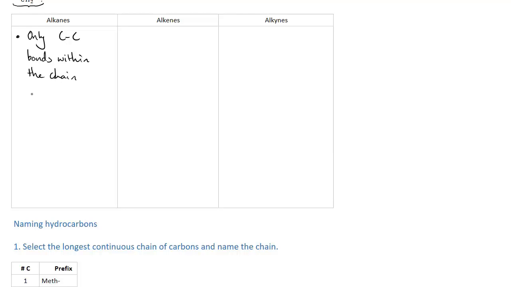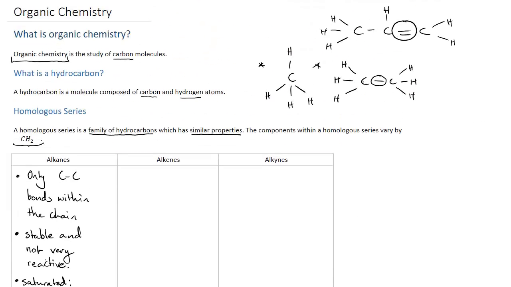Now, also, alkanes tend to be very stable and not very reactive. That doesn't mean that they don't react. It just means that they may require more help or assistance to actually react. Alkanes are also referred to as saturated. Now, the reason why they're saturated molecules is because every single carbon contains the maximum number of bonds.